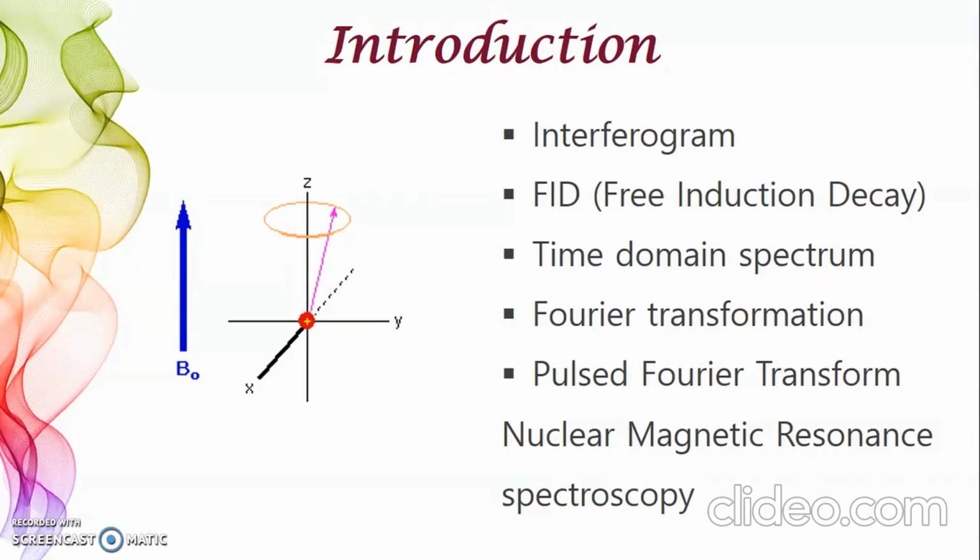The time domain spectrum is converted into the ordinary frequency domain spectrum by performing a mathematical operation known as Fourier transformation. This technique is called pulsed Fourier transform NMR spectroscopy. It gives a good spectrum even with very small quantities of sample. The principal advantage of FTNMR spectroscopy is a great increase in sensitivity per unit time of experiment.